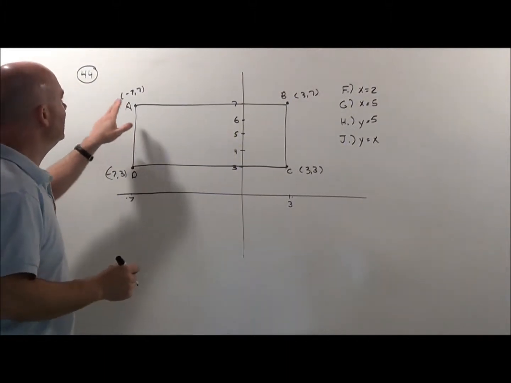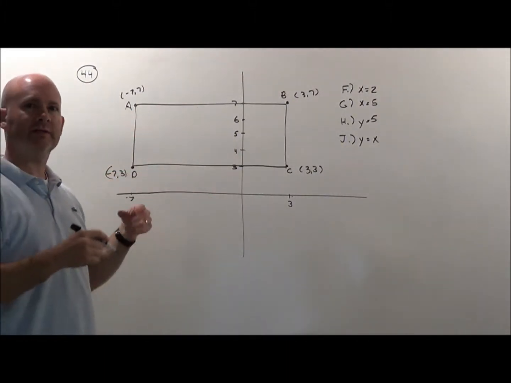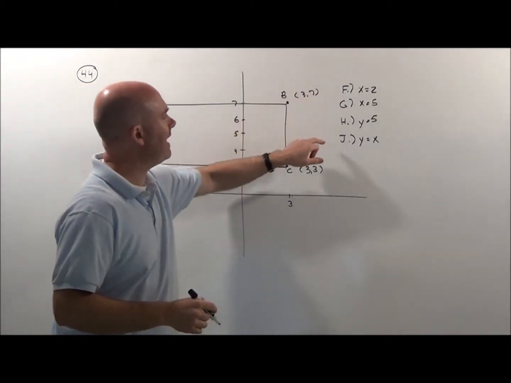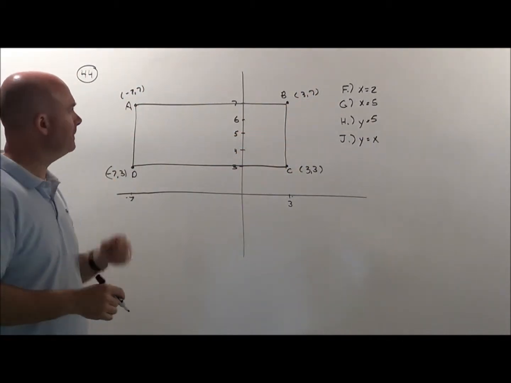Problem 44. It gives us a rectangle on a coordinate grid and it says which of these is a line of symmetry for this rectangle. Well, let's look at it.